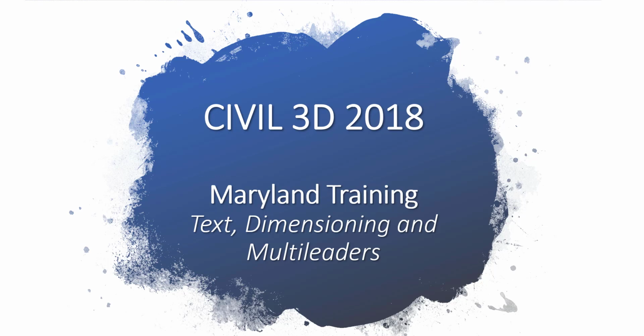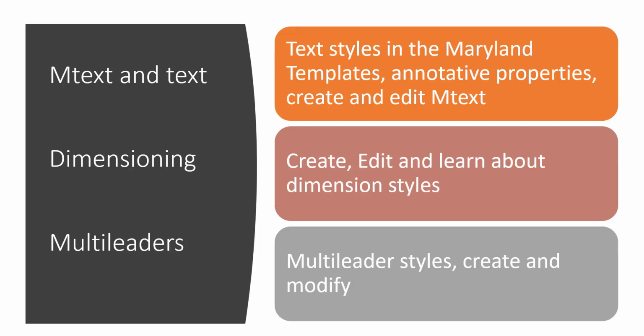This video will use Civil 3D 2018 and go over text, dimensioning, and multi-leaders. We'll go over Mtext and text. So we'll go over the text styles that are in the Maryland templates, the annotative properties, how to create and edit the Mtext. Also dimensioning, go over create, edit, and the different styles associated with the dimensioning. And then finally, we'll go into a little bit of the multi-leaders, what the styles are, and how to create and modify them.